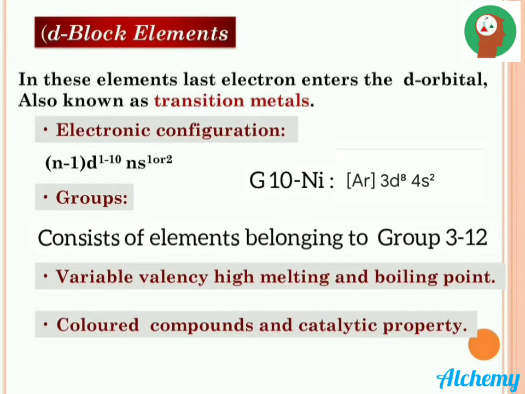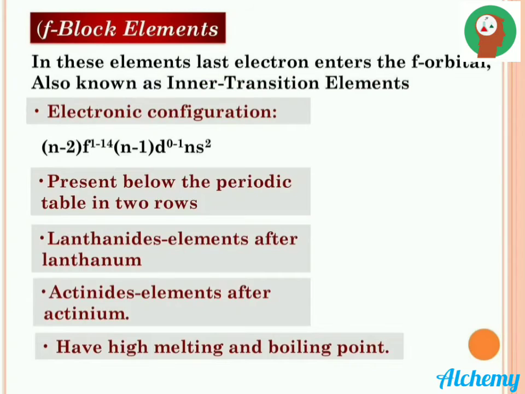Next is the d block elements. In these elements, the last electron enters the d orbital. They are also known as transition metals. The general electronic configuration is (n-1)d1 to 10, ns1 or 2. For example, the outer electronic configuration of nickel, which is a group 10 element, is 3d8 4s2, where n equals 4. The d block comprises elements belonging to group 3 to group 12. They show variable valency and have high melting and boiling points. They form colored compounds and have catalytic properties.